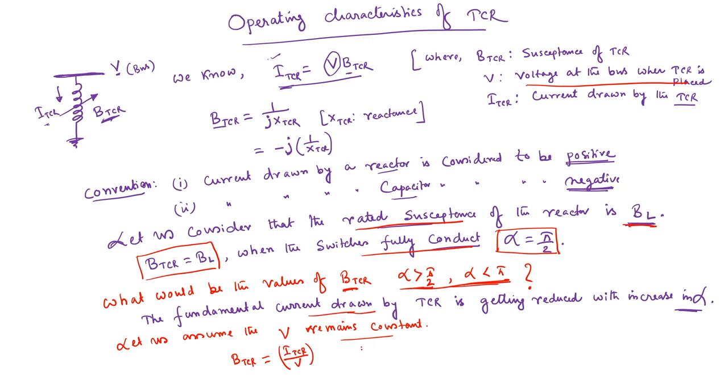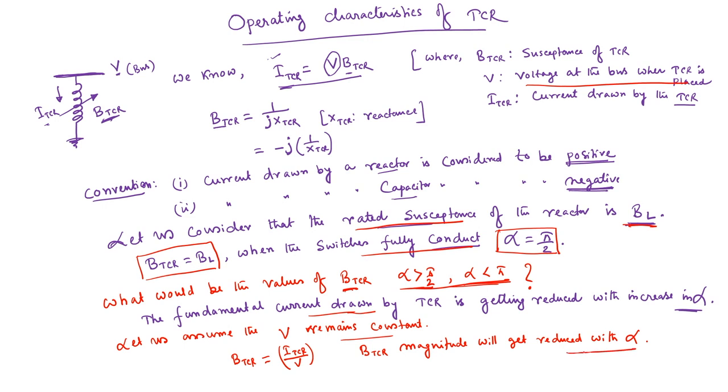So, BTCR magnitude will get reduced with alpha. That is something you need to understand. BTCR magnitude also will get reduced with respect to alpha, and when alpha is equal to pi by 2, that is when the switches are operating in fully conducting mode, only then BTCR would be equal to BL, the rated susceptance as I discussed. But for any other value of alpha, for example, when alpha is increased from pi by 2 to pi, the BTCR magnitude will get reduced.